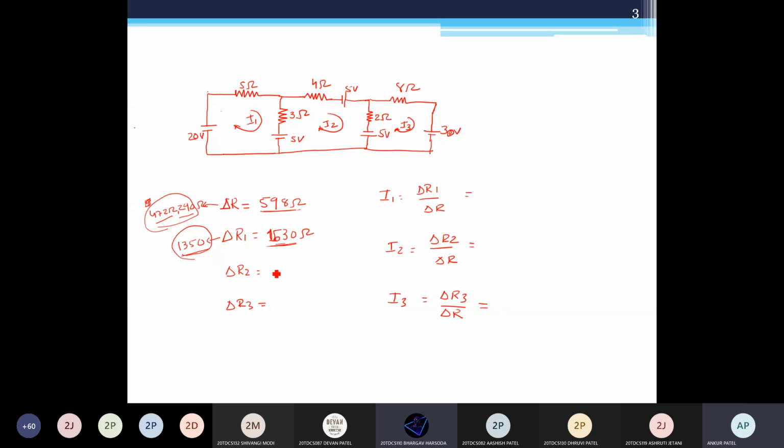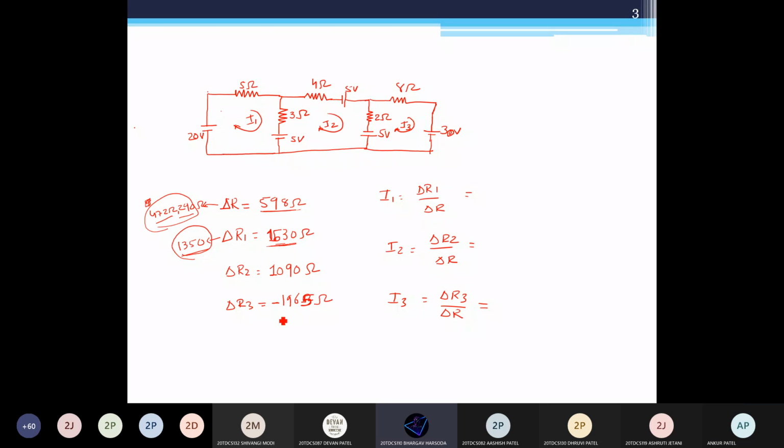1090. Delta R2 is 1090 ohm. Are you getting this? Other ones? Is 1090 correct or not? Yes, sir. Good, 1090. Delta R3, sir, minus 1965. Yes, sir.